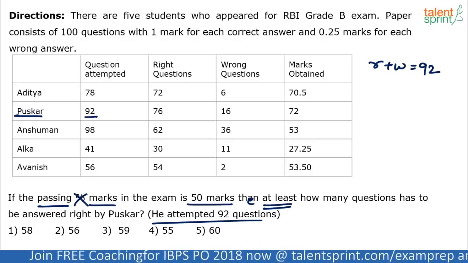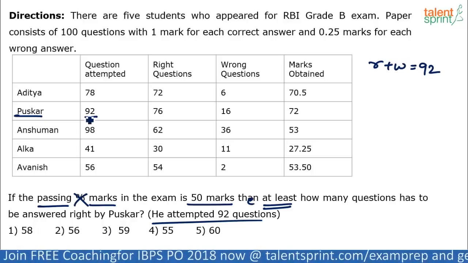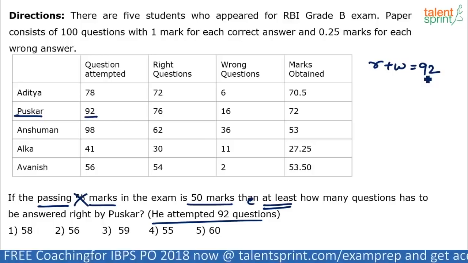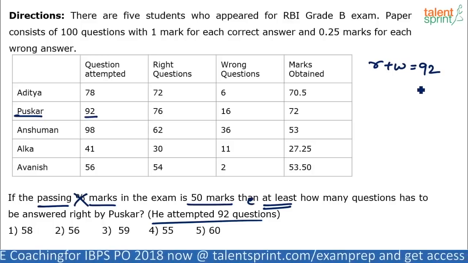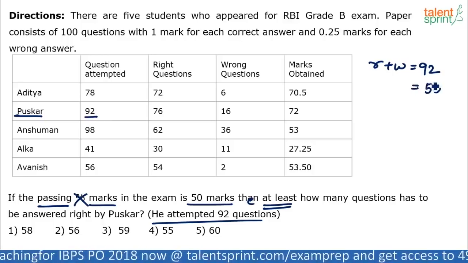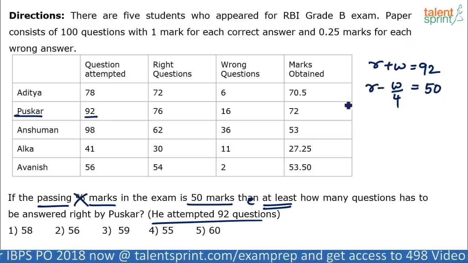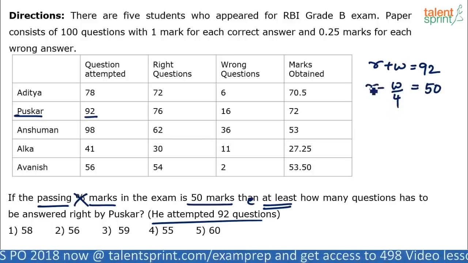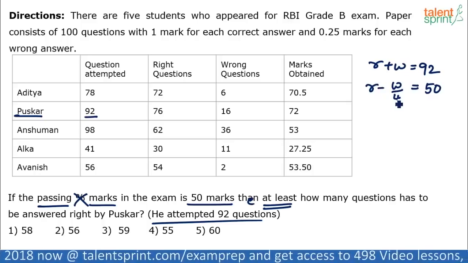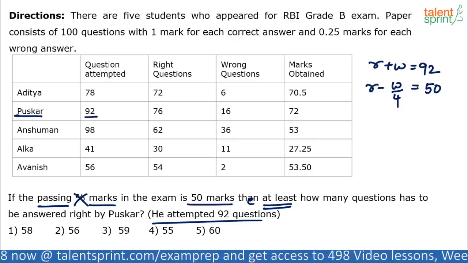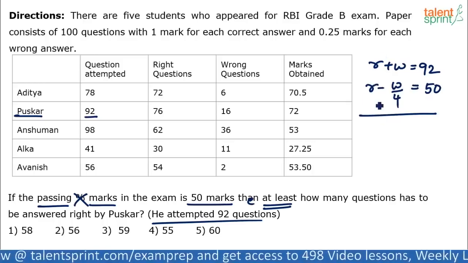How do you do it directly? See, we know that the sum of right questions plus wrong questions is 92. Let's assume that the marks he has to score is 50. So what happens? R minus W by 4 should be equal to 50. We have discussed this in the past. For each right answer, he gets 1 mark. For each wrong answer, he is penalized by 0.25 marks. Now solve for this and find out R and W.